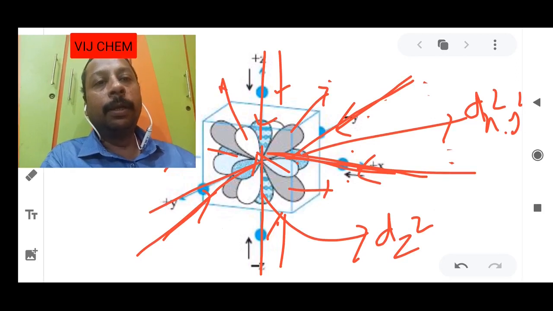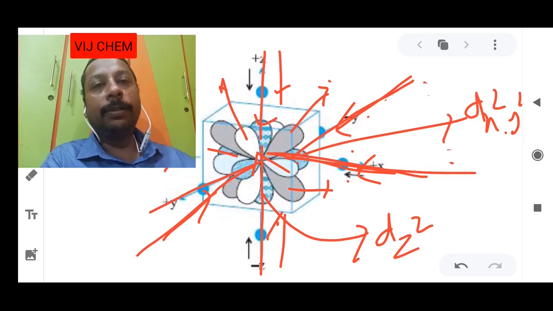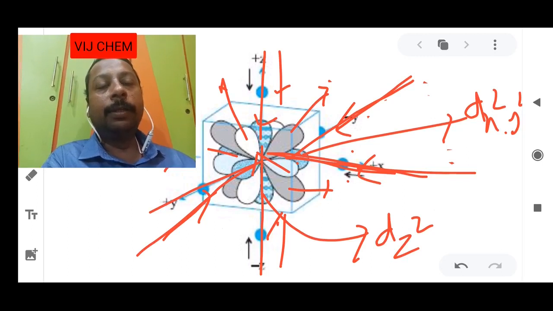These are all xy, yz and zx. They are very happy because in front of them there is a pressure applied on dx square minus y square and dz square. Because of that, they will be split up into two separate parties: one pressurized party, another no-pressure party. You can identify the pressurized party: dx square minus y square and dz square.